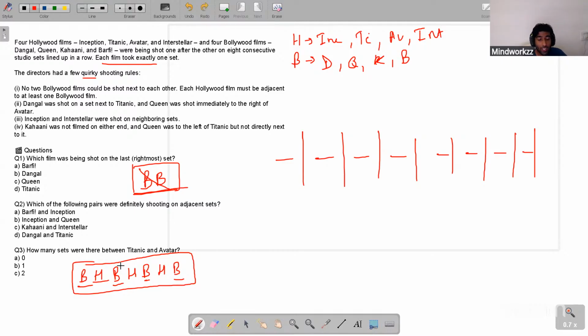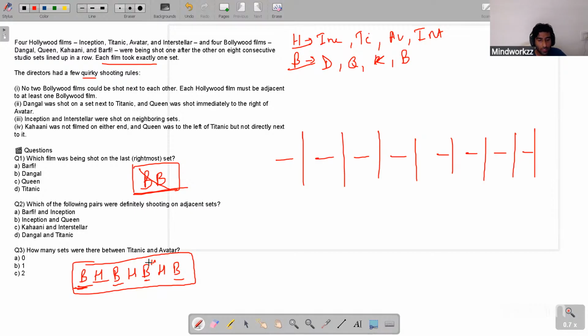But there will be one case such that between two Bollywood films, we have two Hollywood films in between them. Why? Because we have this clue that there are four Hollywood films and four Bollywood films. So one option for the fourth Hollywood film, because we know that there are four Hollywood and four Bollywood films. We've already placed four Bollywood films. We need to now place the four Hollywood films.